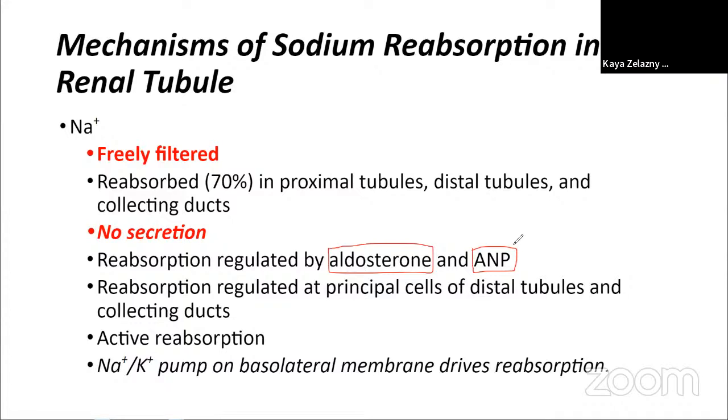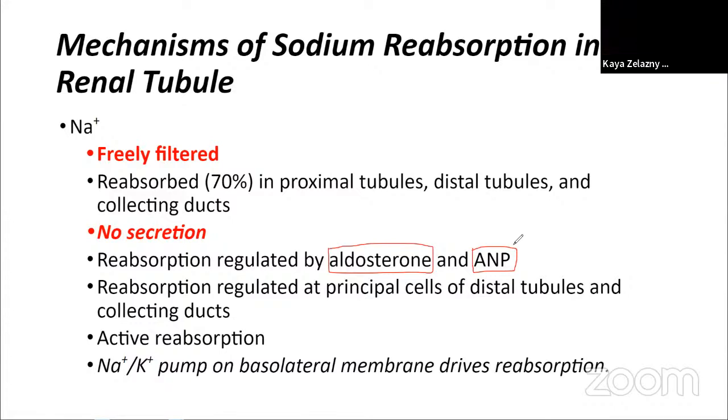So this regulation, when we say regulation, what we mean is we're responding to some type of cell signal. In this case, we're responding to a hormone. So it's going to be regulated in these cells called principal cells, which we find in the distal tubules and in the collecting ducts.